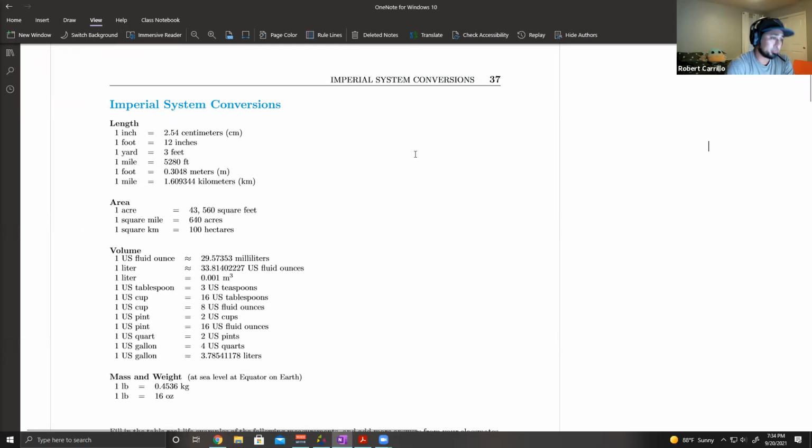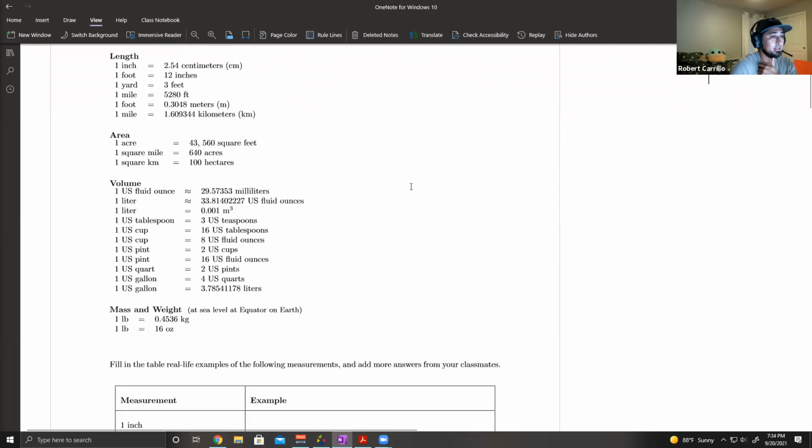All right, so here is our conversion chart. We're going to be using this a lot for these notes. 1 inch is 2.54 centimeters. A foot is 12 inches. A yard is 3 feet. A mile is 5,280 feet. A foot is 0.3048 meters. And a mile is 1.609344 kilometers. All right, and then everything else, an acre, a square mile, a square kilometer.